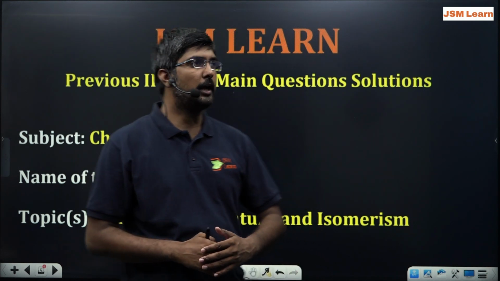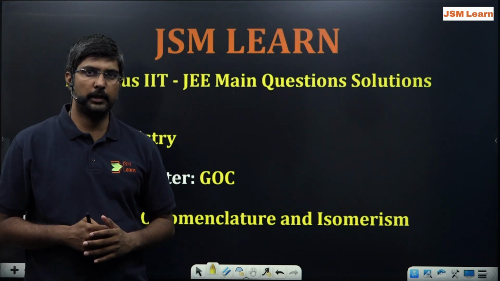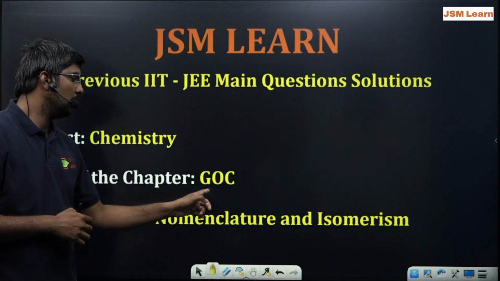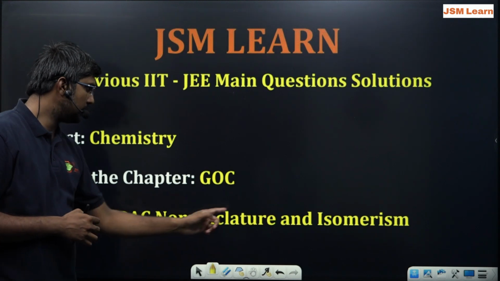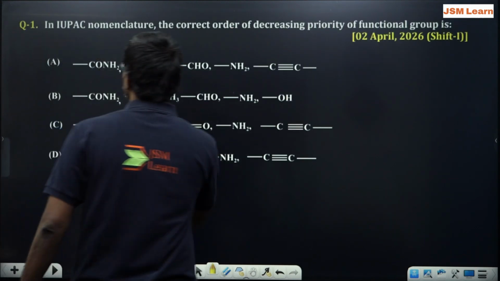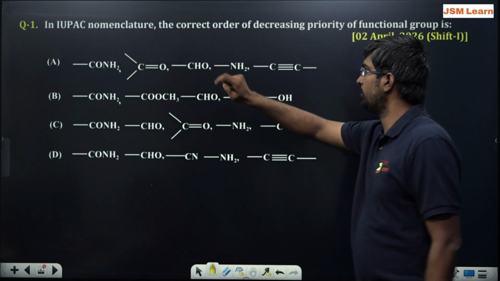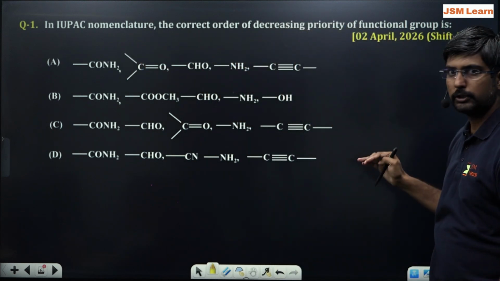In this video, we are going to discuss previous IIT JEE Main questions solutions from 2026 year. So in this general organic chemistry, in this IUPAC Nomenclature and Isomerism related questions we will discuss. So here the first question is, in IUPAC Nomenclature, the correct order of decreasing priority of functional group is.